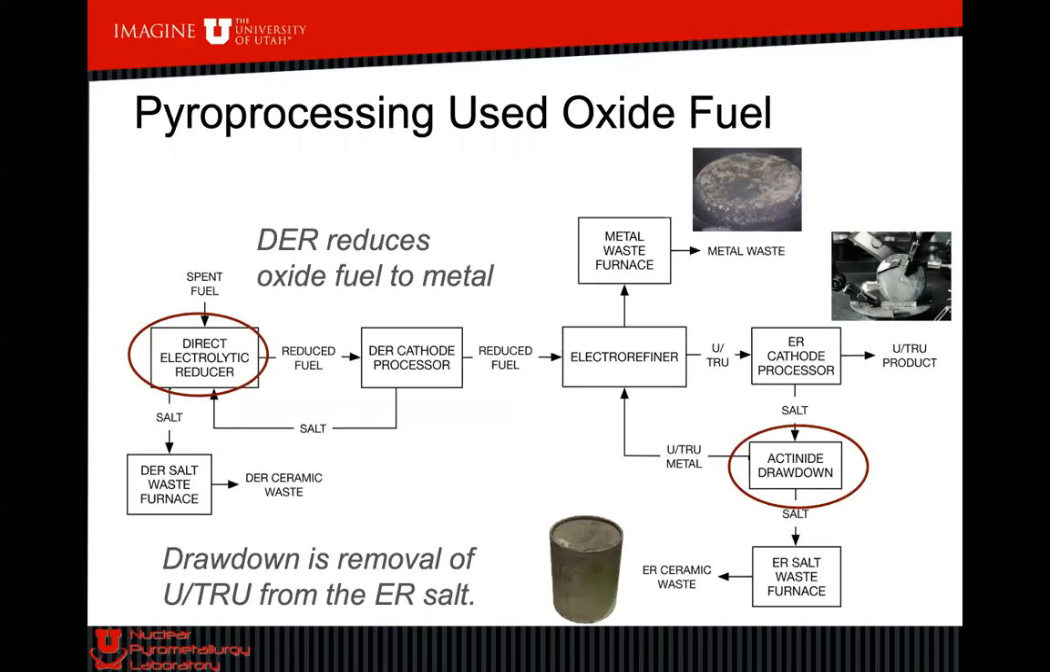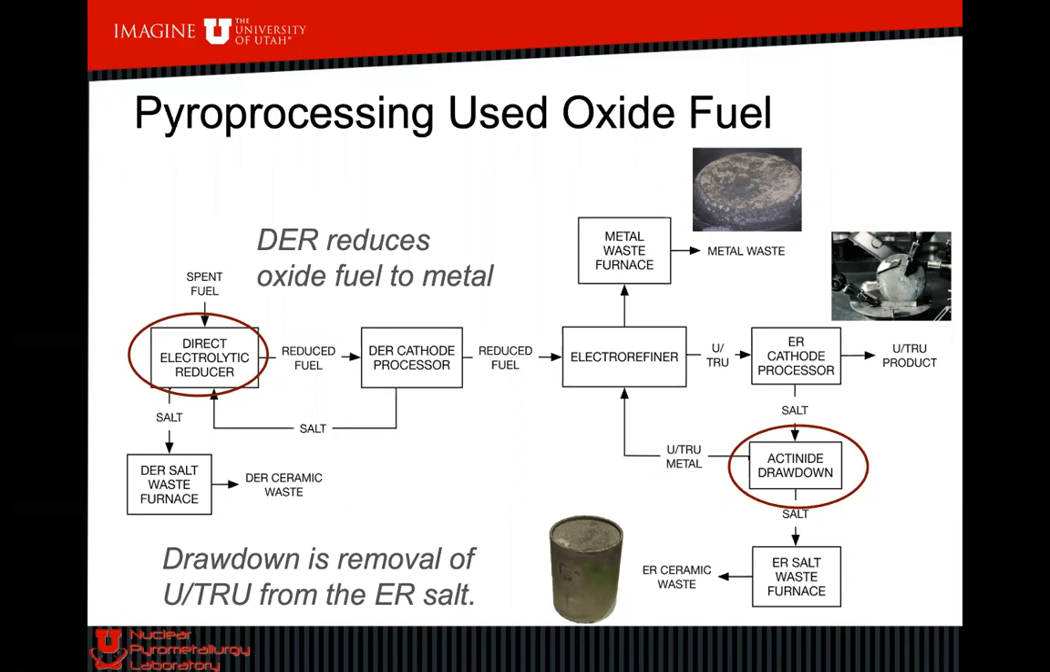Okay, so this is the flow sheet. This is what we call pyro processing. This is kind of the meat and potatoes of what my job was for a bunch of years while I was working at INL. Let me go through this process a little bit, and then I'll show you what we're going to focus on. So in this process, you bring in spent fuel. In this case, we'll assume it's oxide fuel, so it's like uranium oxide. Well, first it goes into the direct electrolytic reducer. That takes the uranium oxide to uranium metal.